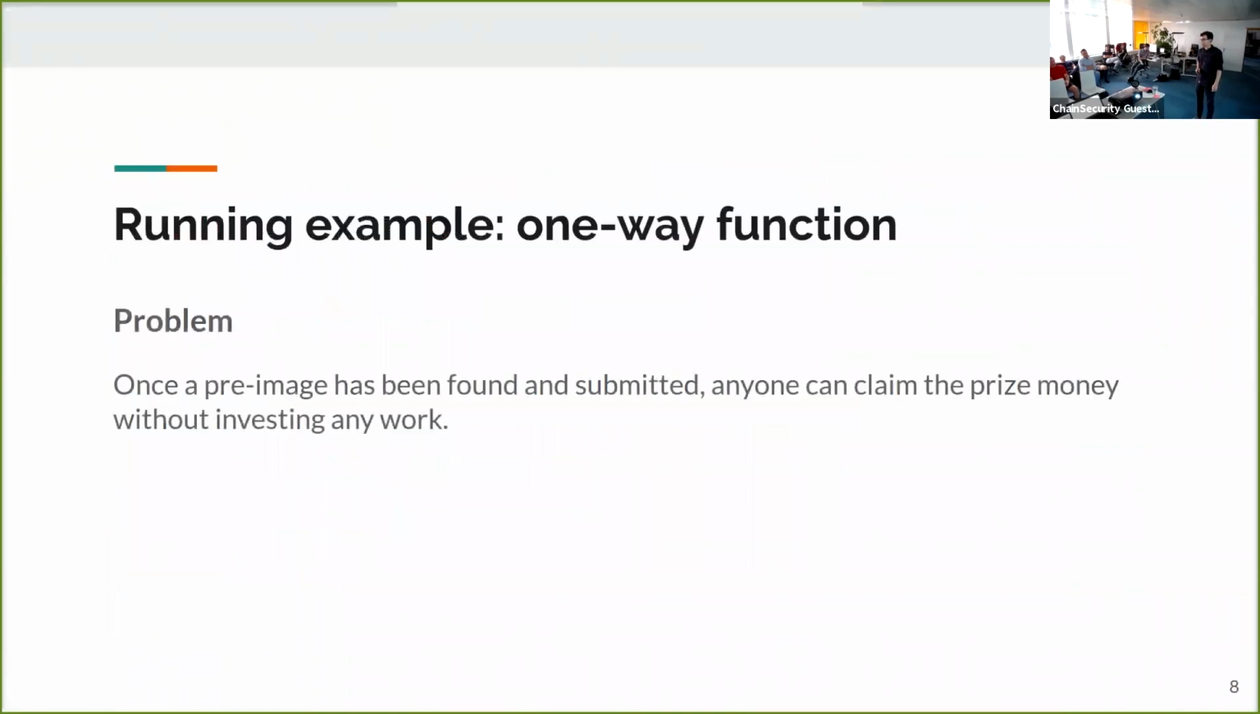Yeah, so this would be a very naive attempt of going about this. Obviously, this attempt has a problem. Well, once someone finds a pre-image and submits this to the chain, well, if we submit this publicly to the chain, everyone will learn this pre-image and subsequently can just submit this pre-image themselves and claim the prize money without investing anywhere. So this is obviously not what Carl intended.